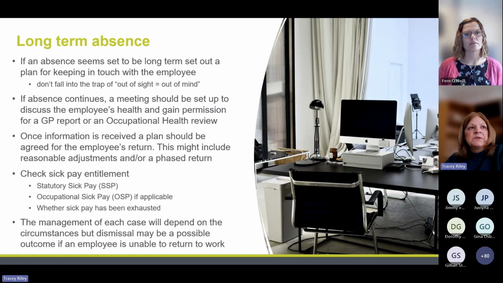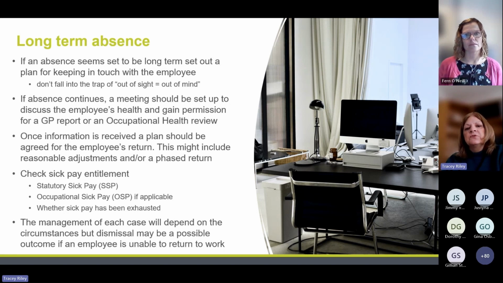Moving on to long-term absence then. If an absence is long-term, however you might define that in your policy, make sure that you continue to keep in touch with that individual. So at the beginning of the absence, you should agree with that person how often you'll be making contact, how often you expect them to give you updates, and so on. Don't fall into that trap of out of sight, out of mind.